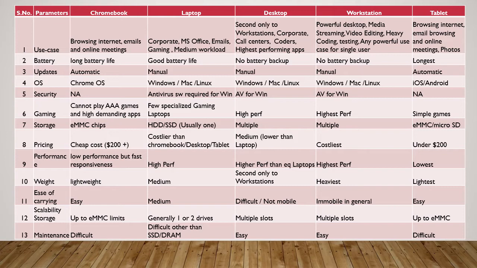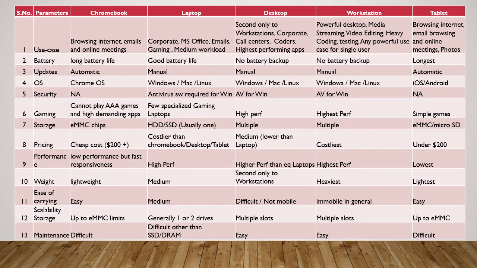So now if we move on to the second parameter, which is the battery. The Chromebook has a very long battery life, as the Chromebook does not have much workload on it, and this is the reason why it has long battery life. And its OS is also light. In other devices like laptops, desktops, and workstation, they generally use Windows or Mac or Linux. If they are using Windows, Windows is a very battery consuming OS, so it consumes most of the battery.